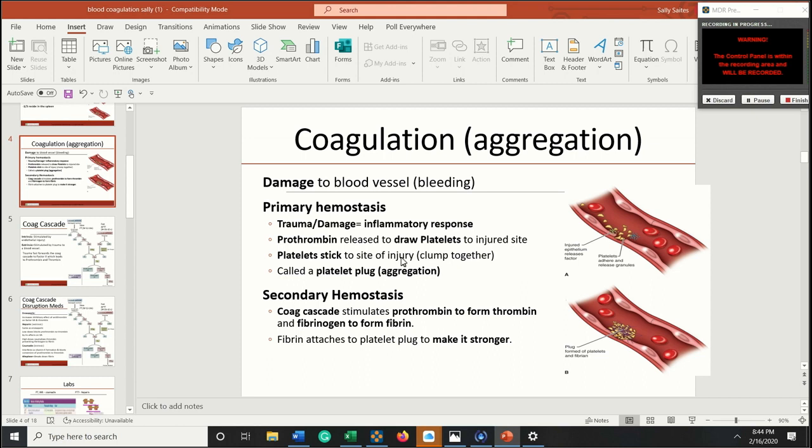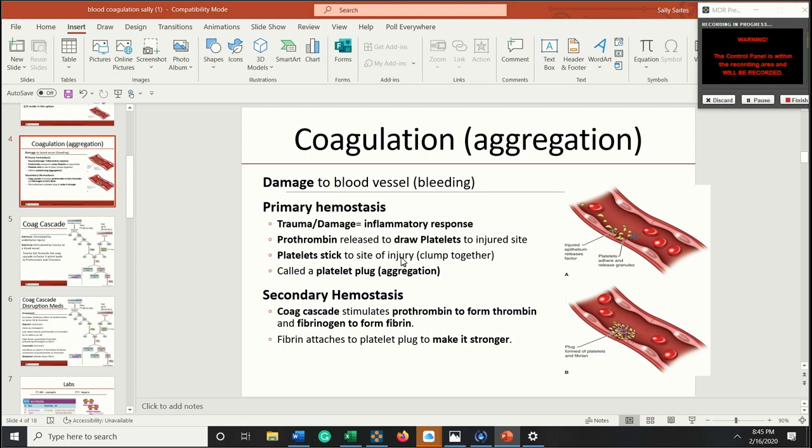And that is primary homeostasis. The secondary homeostasis of the coagulation stimulates the prothrombin to form thrombin, and then fibrinogen to form fibrin. Now, what fibrin does is it binds all in there, think of it like threading a needle through something and making it stronger and stronger. That's basically what the fibrin does to a clot.